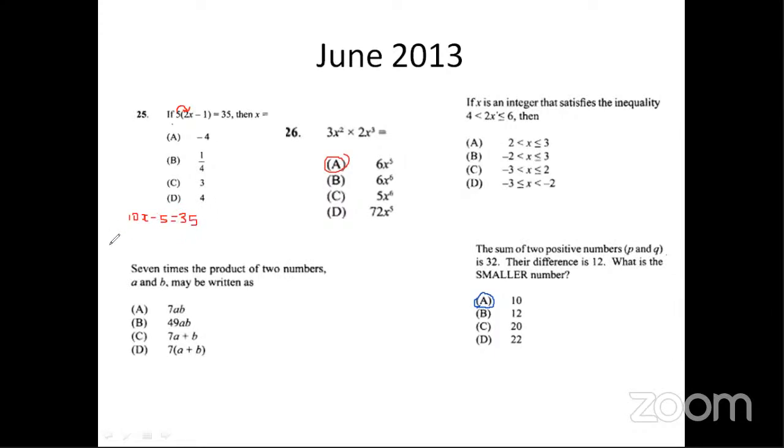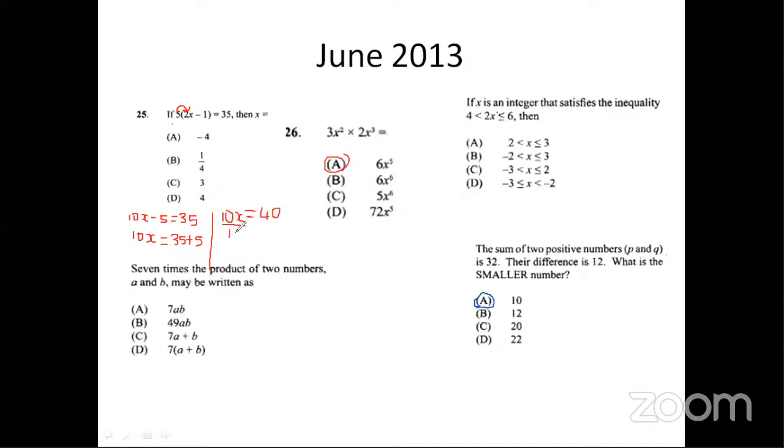What do we do next? Carry over the 5 to the 35 and turn it positive. We are moving over that negative 5, it becomes a positive 5. So we have 35 plus 5, and that gives us 40. So we now have 10x equals 40. Next step is to divide both sides by 10. So our answer is 4.